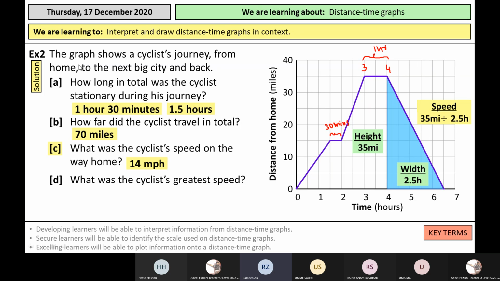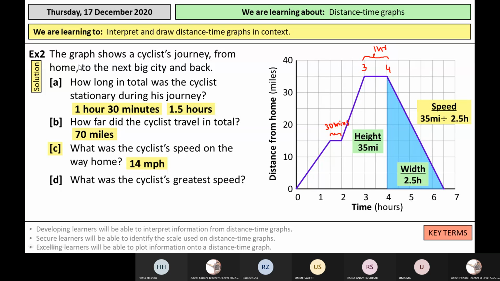Why are we restricted to the declination line? What is the reason behind we are restricted to the declining line, and we are trying to find out the speed from there? Why are we studying that? Sir, because the distance is decreasing, and obviously the cyclist is coming back home.